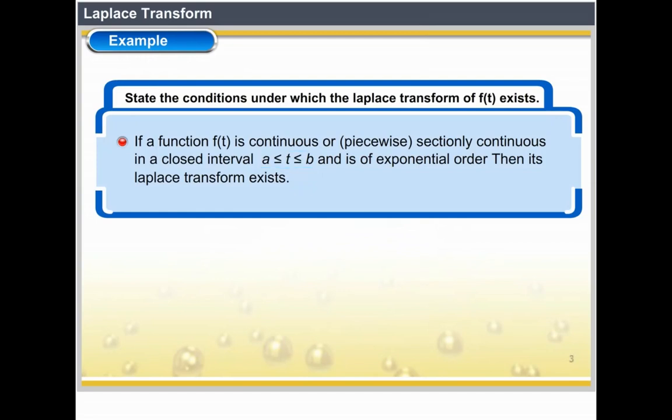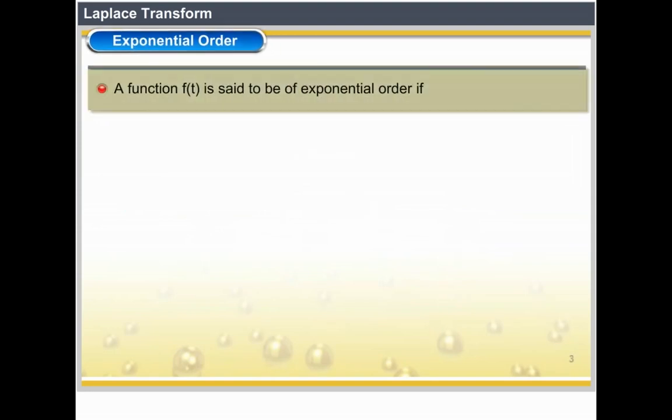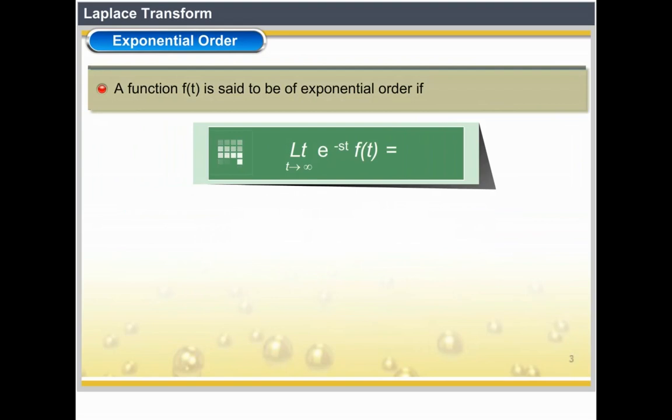Example. State the conditions under which the Laplace transform of f(t) exists. If a function f(t) is continuous or piecewise (sectionally) continuous in a closed interval a ≤ t ≤ b and is of exponential order, then the Laplace transform exists. Exponential order: a function f(t) is said to be of exponential order if the limit as t tends to infinity of e^(−st) f(t) equals 0.